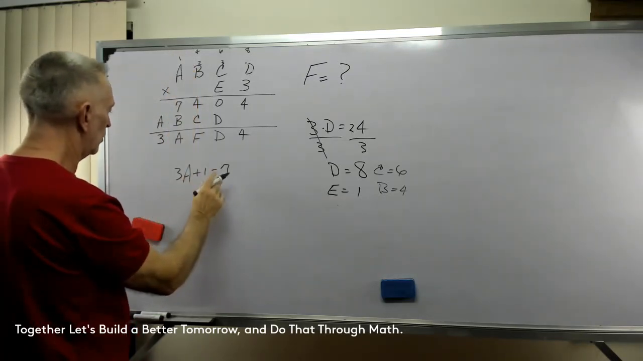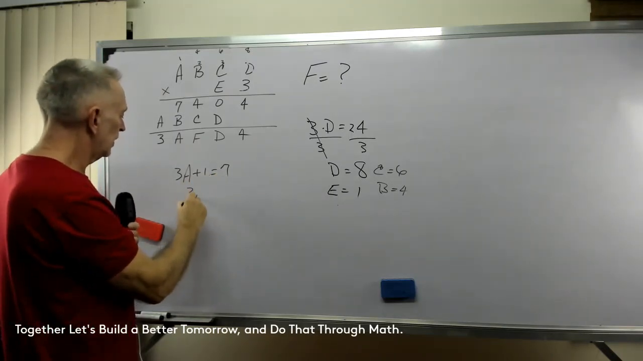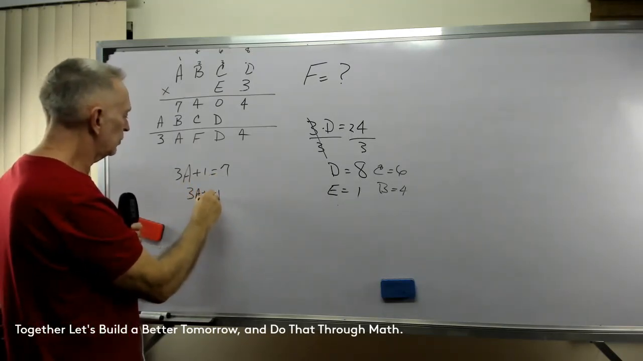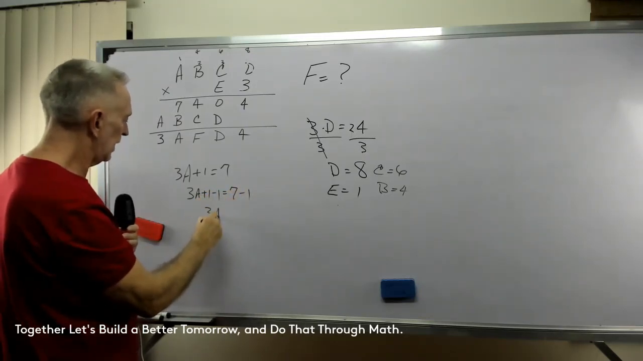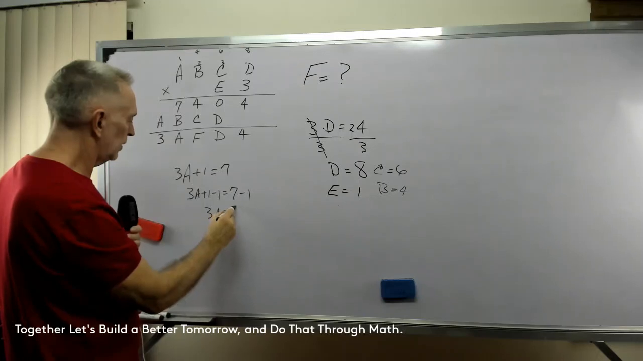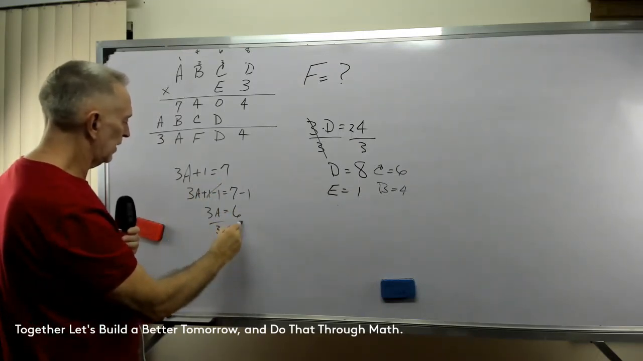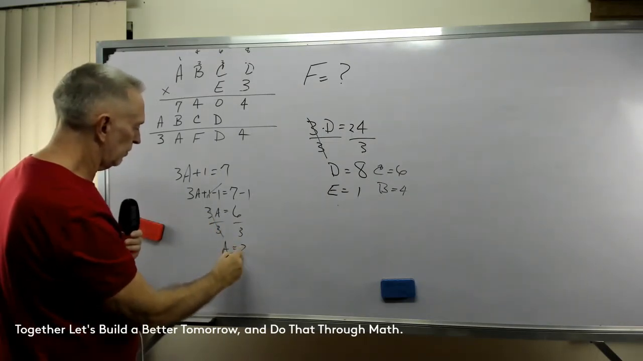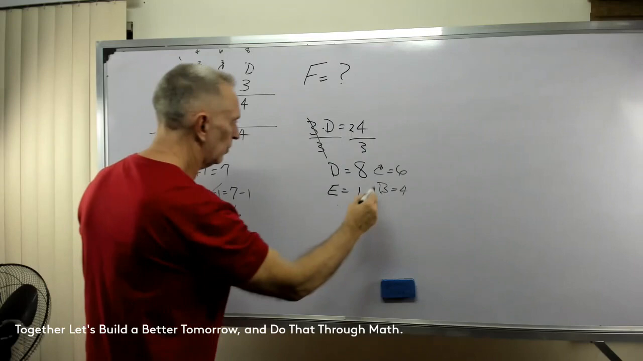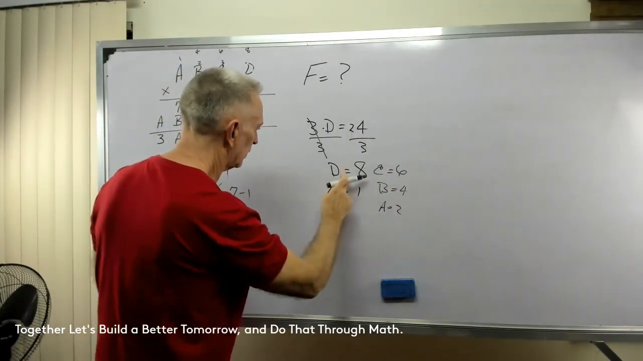Okay, so let's just keep rolling. We'll subtract 1 from both sides. So 3A equals 7 minus 1 is 6. These ones cancel. So divide both by 3. A equals 6 over 3, which is 2. So we have A equals 2. So 2, 4, 6, 8.